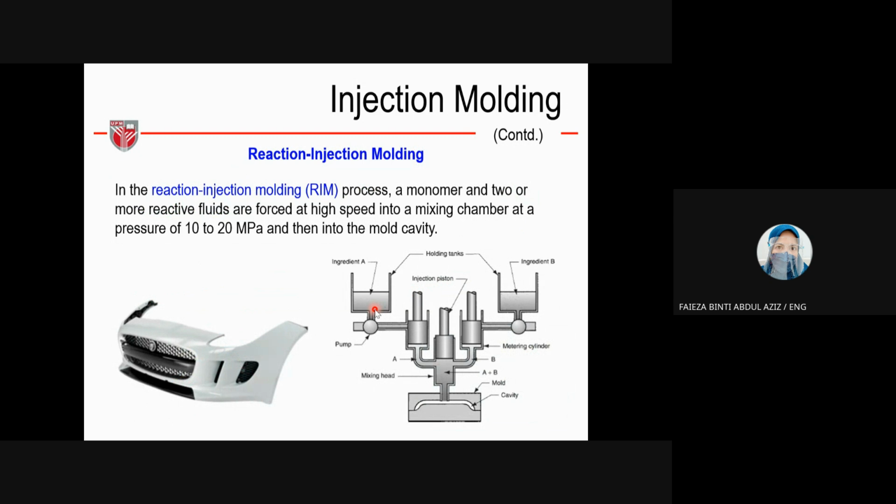All right. Another one is called reaction injection molding, RIM, which is a process where a monomer and two or more reactive fluids are forced at high speed into a mixing chamber at pressure of 10 to 20 megapascal and then into the mold cavity. So you can see they mix ingredient A and ingredient B. These are the cavity.